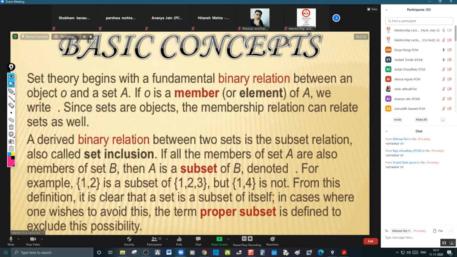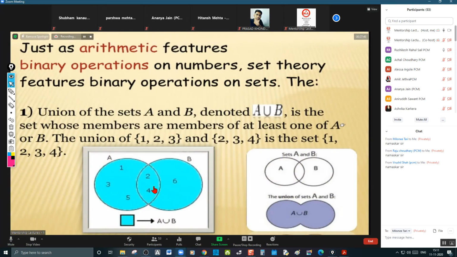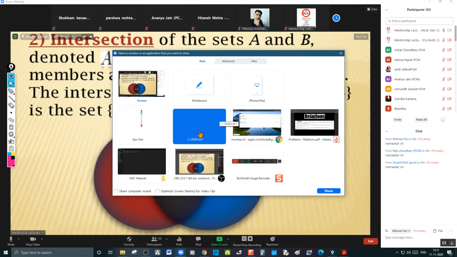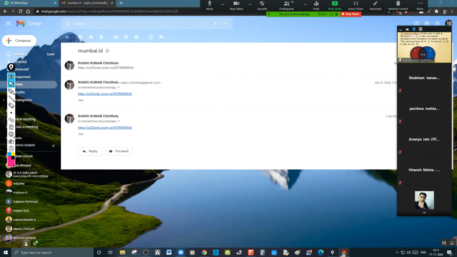We cannot see the screen, sir. I did not share the screen so far, I'm just talking. I did not share the screen, son. Just revise what has been taught. Should I share? I have done it. Okay, it has come.